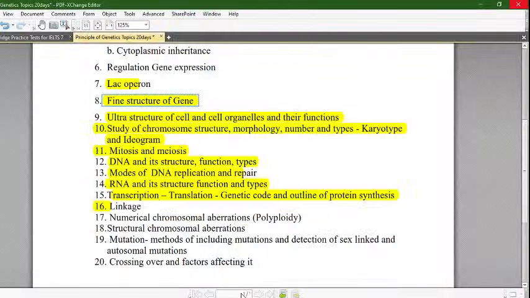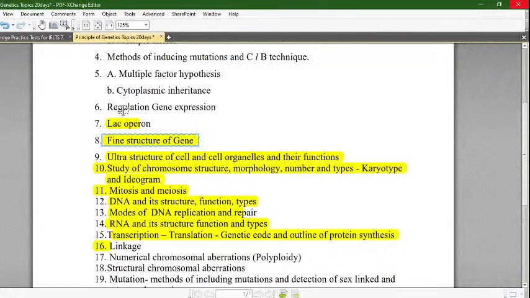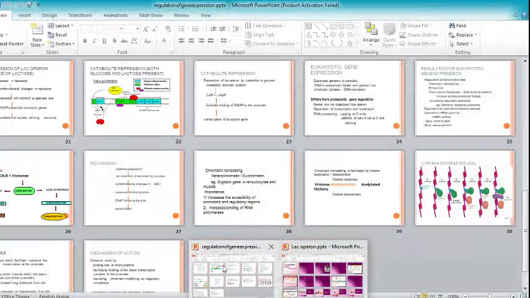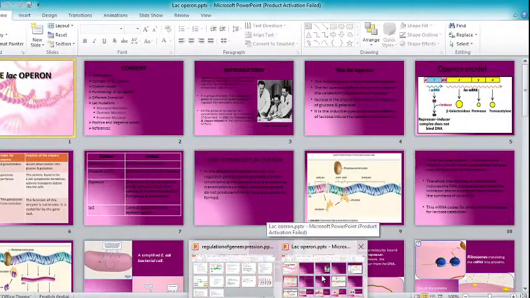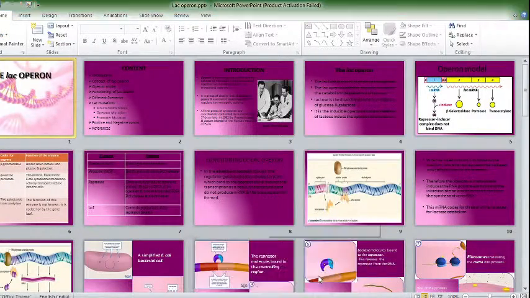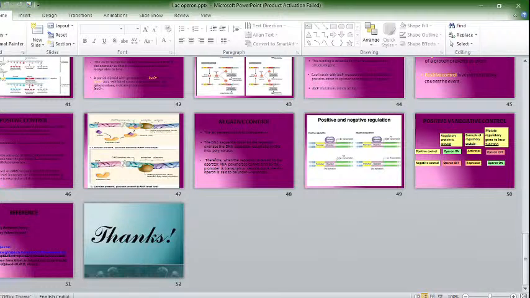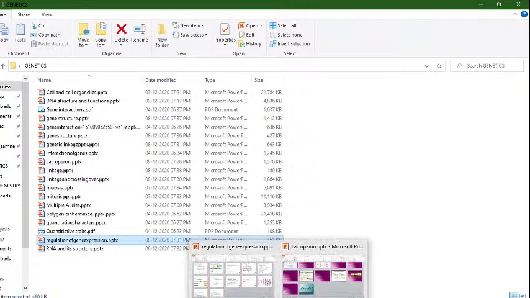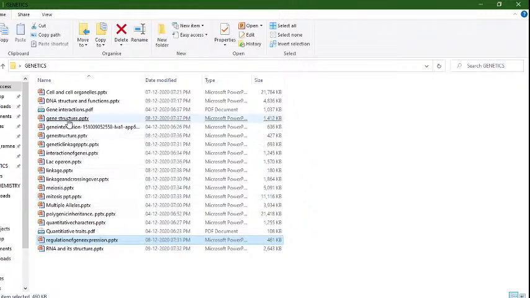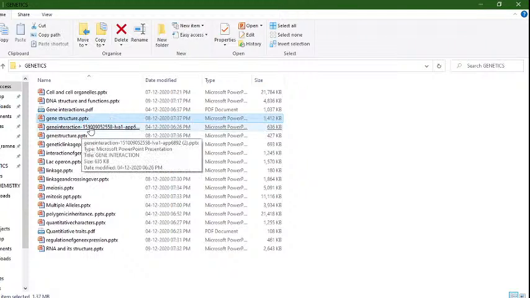After it, we have to start another session, the regulation of gene expression, as well as the lac operon. I will start with the lac operon and then I will tell you about the regulation of gene expression also. So up to now it is clear to all of you. Please let me know. Everything is clear to all of you. We have done gene structure.